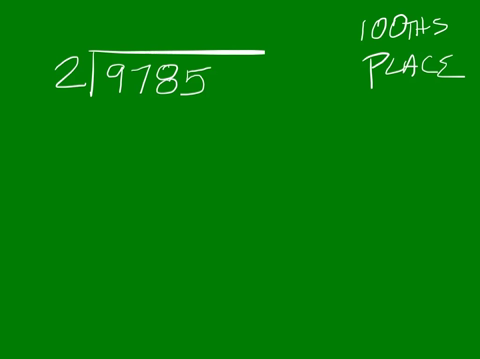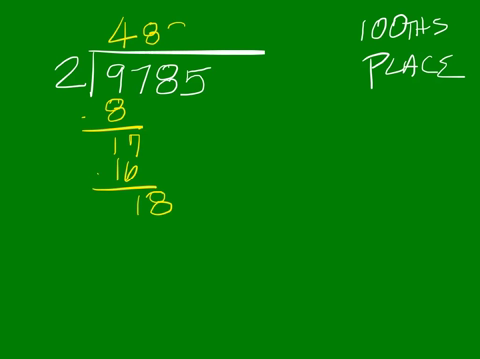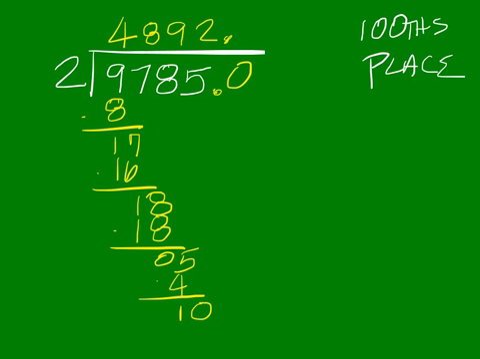On the practice problem, 2 goes into 9 4 times, 1 left over. 2 into 17 8 times, 1 left over. 2 into 18 9 times, nothing left over. Drop the 5 and 2 into 5 twice with 1 left over. Drop a 0. 2 into 10 5 times, and that's as far as you can go.